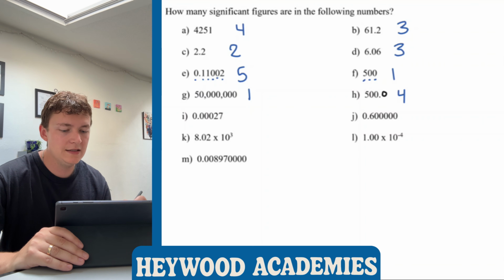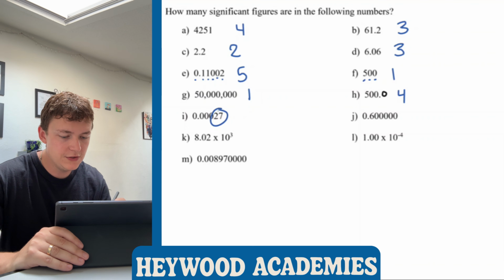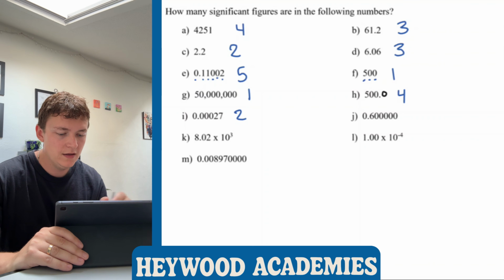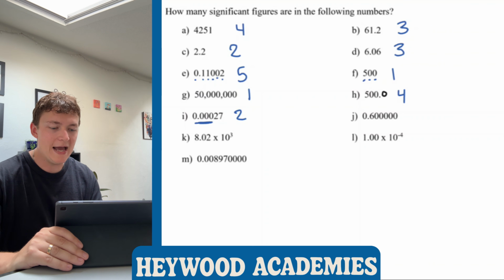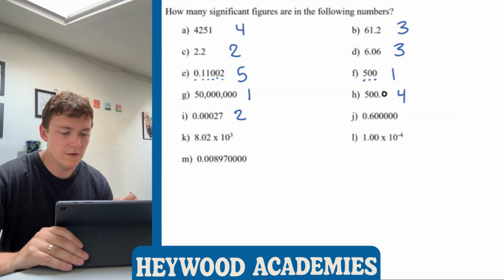Okay, so question I, we've got a whole bunch of zeros and then 2 non-zero digits. Those are the only 2 that count here. These zeros, we can't write this number without including those zeros in here. We have to put them in there. But there's no number on the left which is not 0. So that means we have to only include the 2 and the 7.